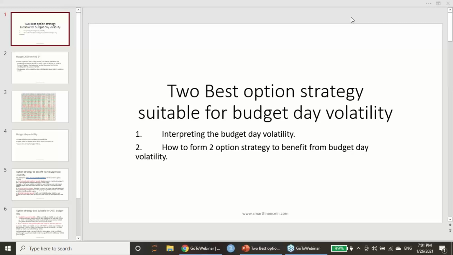So why the budget is so important for a trader, and what happens during the budget, that is very important for us to understand. As you know, the union budget, which was earlier on March 1st or 2nd, is now being preponed to February.